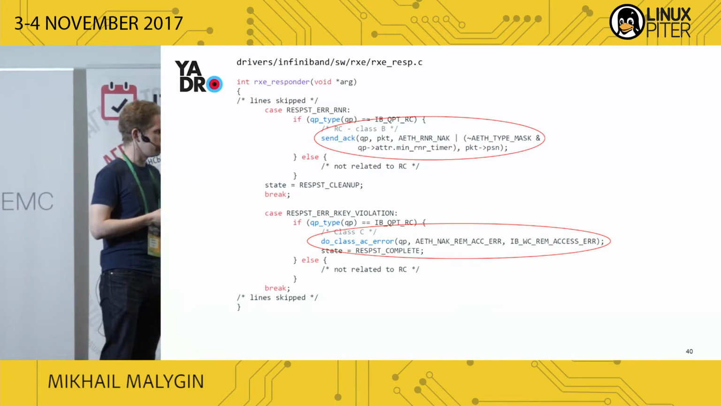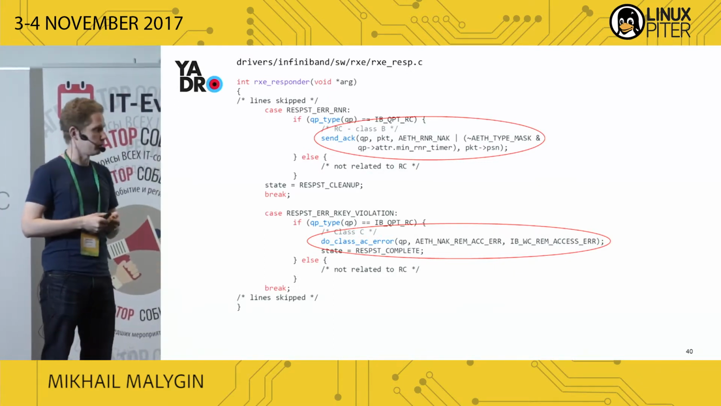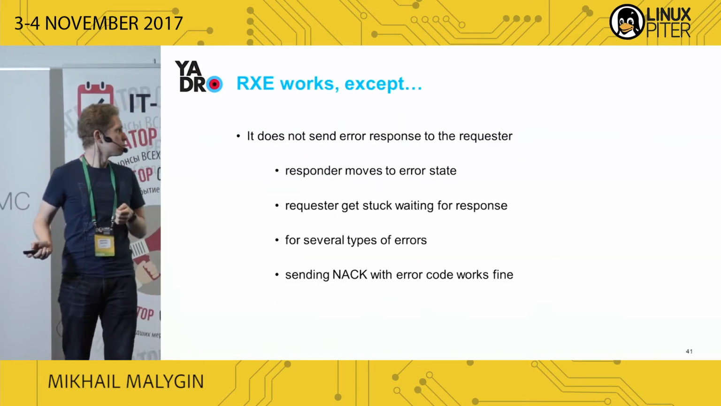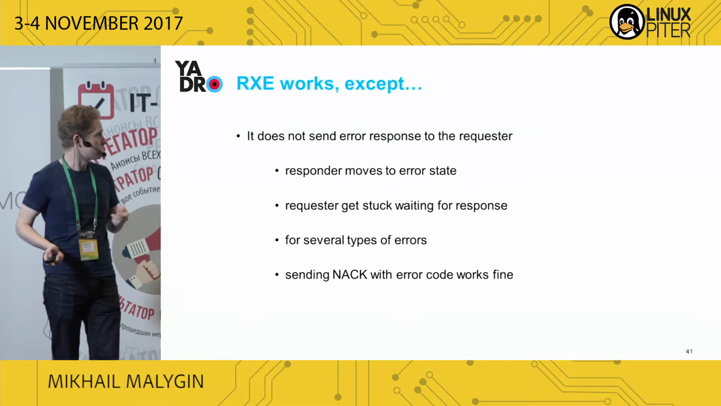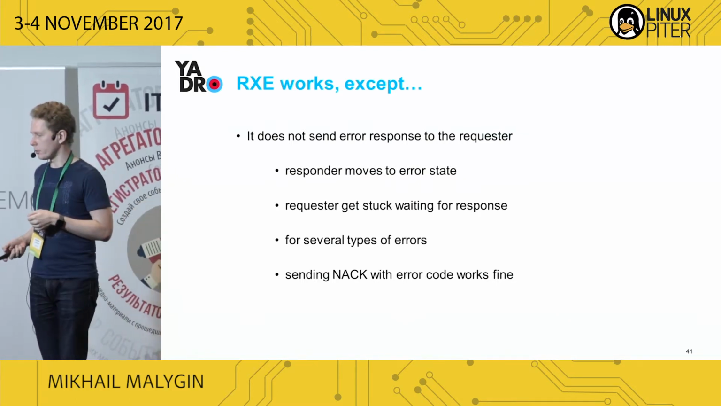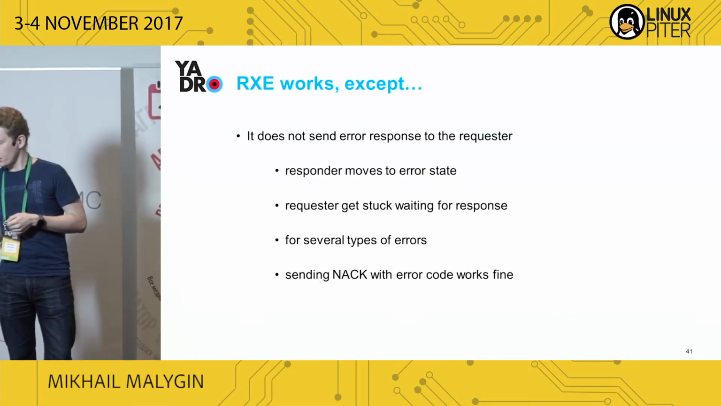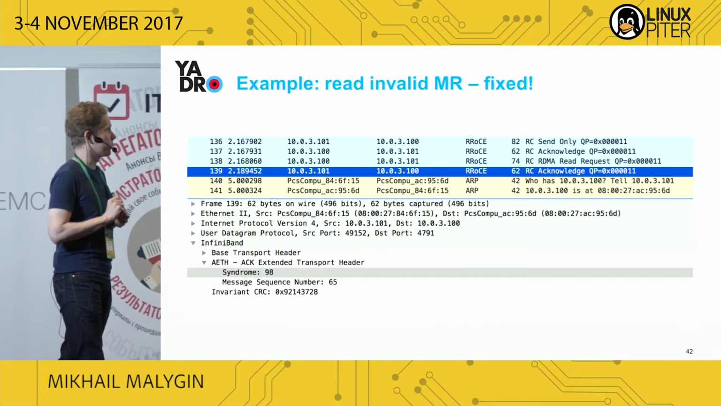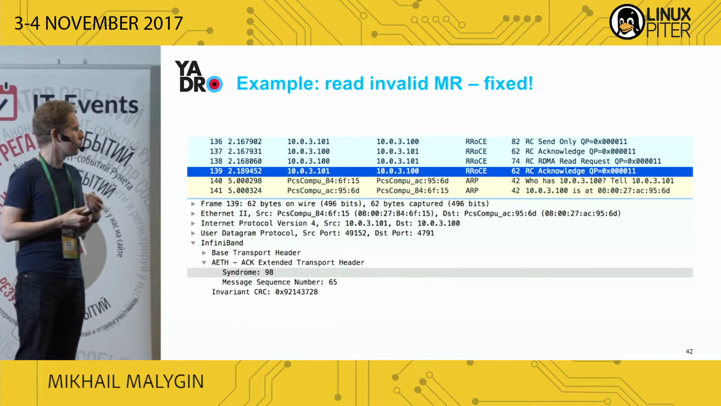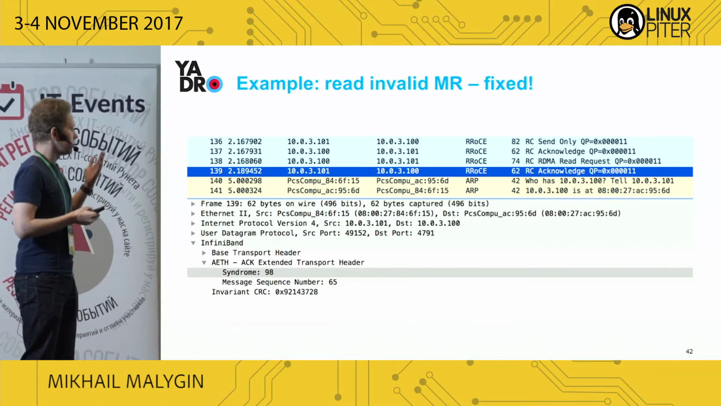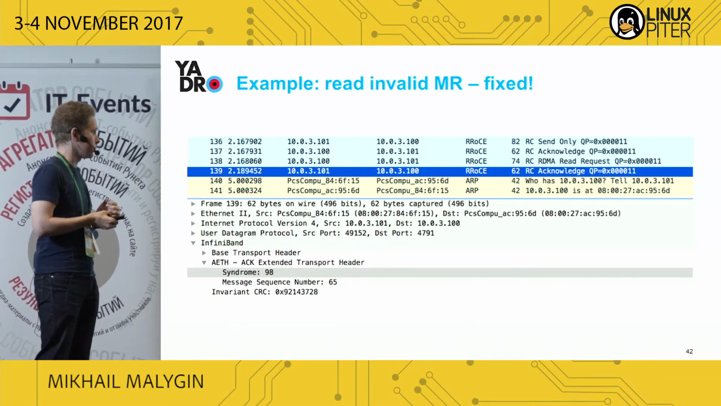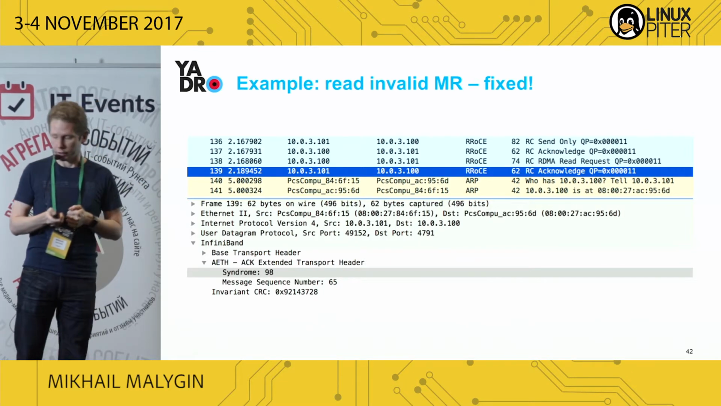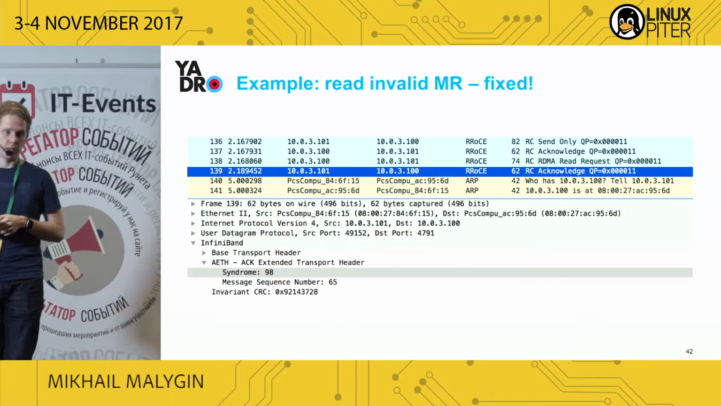But if we add the sending of acknowledge on all the types of errors, it begins to work, and it works okay. Negative acknowledge assists us. And it looks roughly this way. We've sent the query, acknowledge is coming, and syndrome tells what went wrong. Everything is okay. We fixed it.